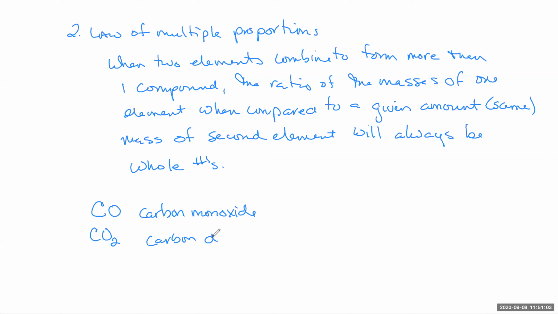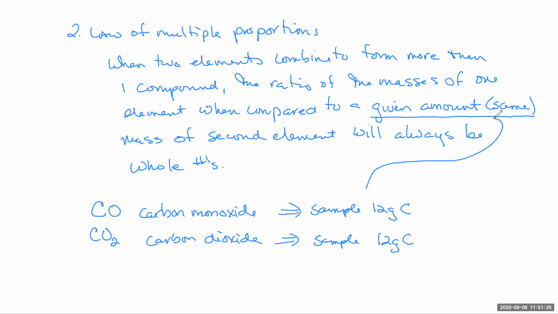These are two compounds that are formed between carbon and oxygen. So what he's saying is if you compared these and we looked at a sample of carbon monoxide that had 12 grams of carbon in it and compared it to a sample of carbon dioxide that also had 12 grams of carbon, this is my given amount, the same amount of carbon. And then if I were to look at my amount of oxygen, what I would find is I would have 16 grams of oxygen in carbon monoxide, but I'd have 32 grams of oxygen in carbon dioxide.